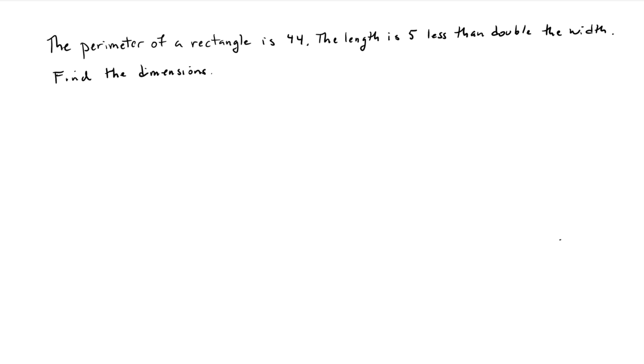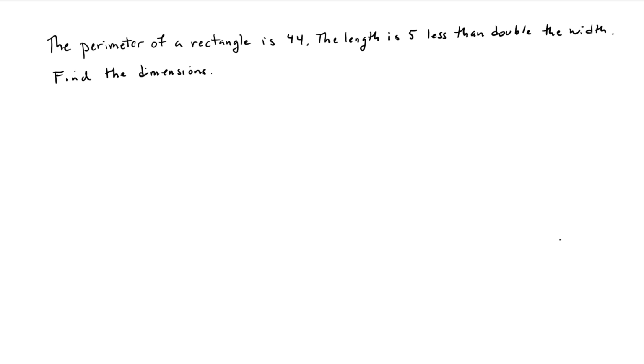Our next problem is a problem involving geometry. So we're told that the perimeter of a rectangle is 44. The length is 5 less than double the width. Find the dimensions. So how do you approach something like this?